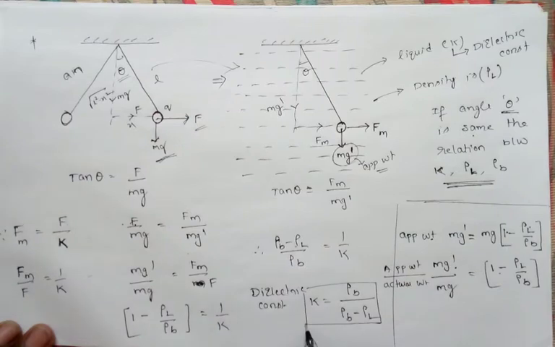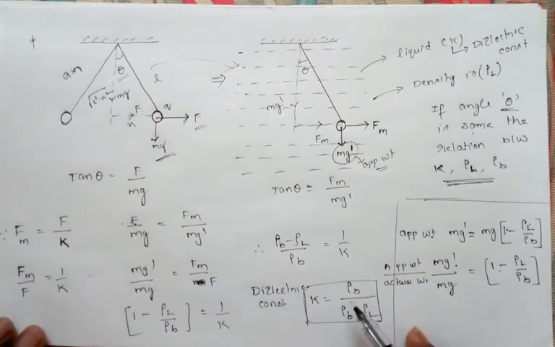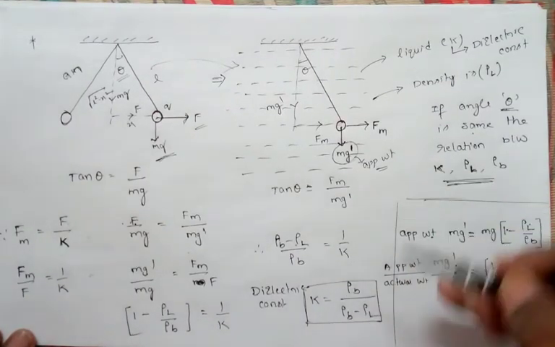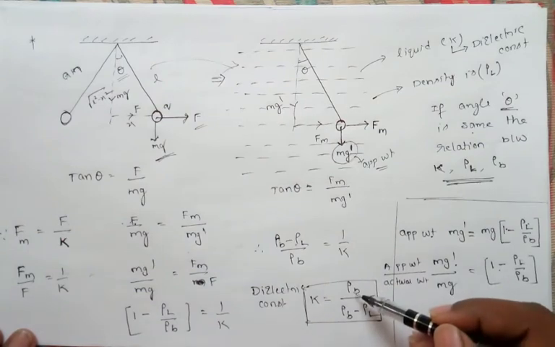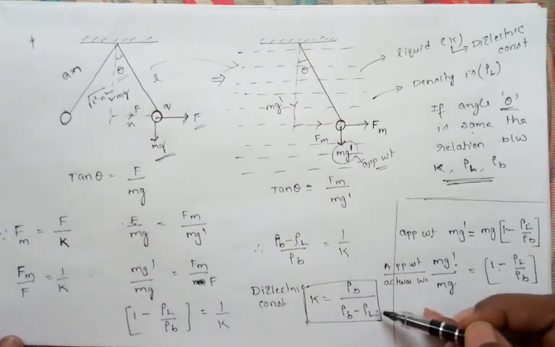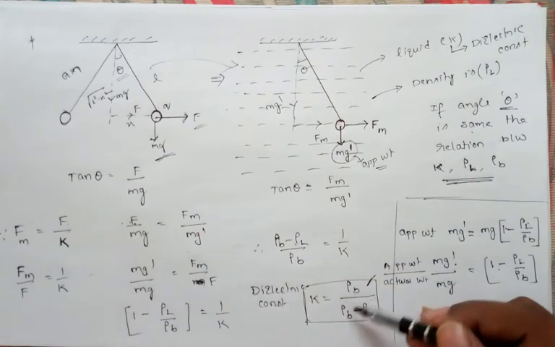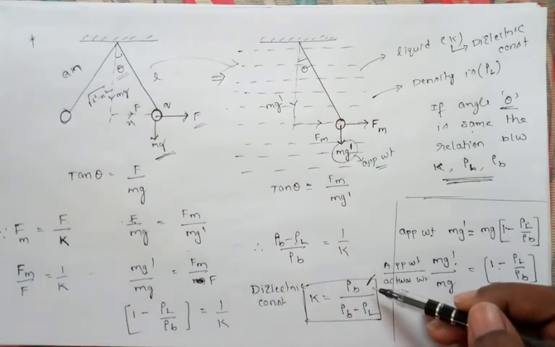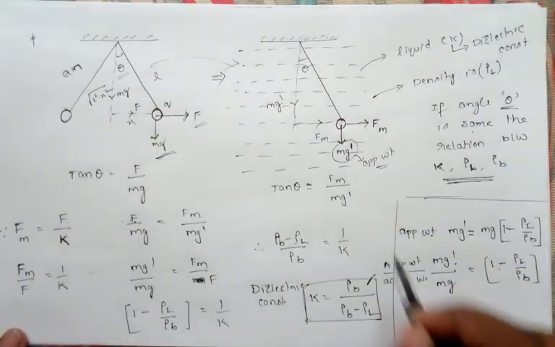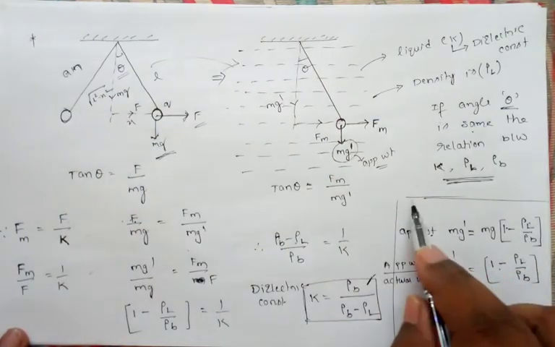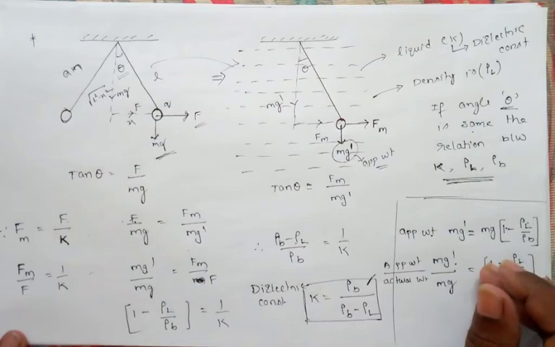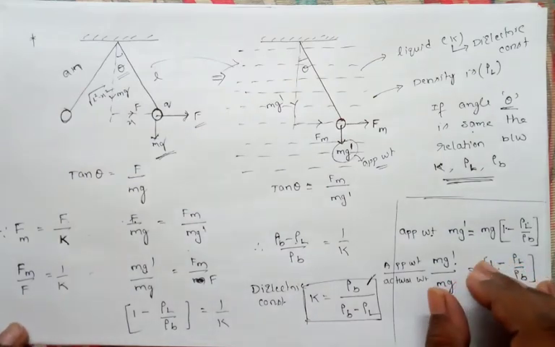You should keep in mind that this relation is there. Sometimes they may give you the density of the body and the dielectric constant, and ask you for the density of the liquid. If you know this formula directly, you can use it and calculate easily without taking time. This concept is very important for objective purposes. Okay, next we will go for the next case.